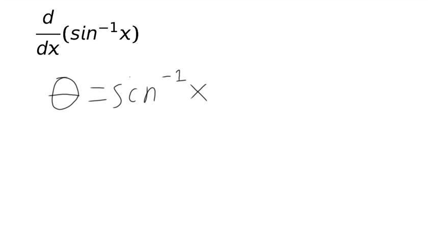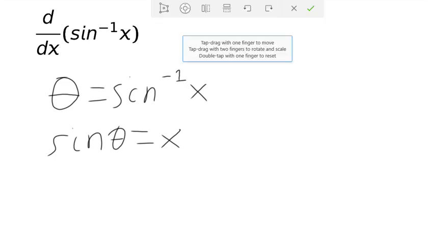Now, I don't know how to take the derivative of the inverse sine of x, but I do know how to take the derivative of the sine of x. So perhaps I will take the sine on both sides here. So that tells us that sine of theta is equal to x, because the sine of the sine inverse of x is just x. Those are the inverse functions by definition.